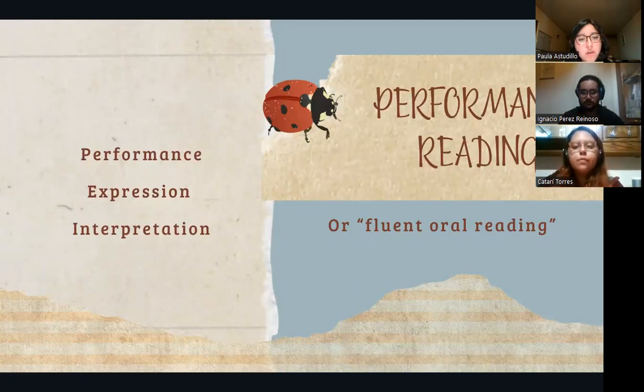Also called fluent oral reading. And as the name claims, it involves performance, expression, and interpretation. Fluent oral reading has three major aspects. Accuracy, that is related to the way the reading is performed. It should be presented without errors, for example, in pronunciation. Second, automaticity, refers to reading the words in a text correctly and effortlessly.